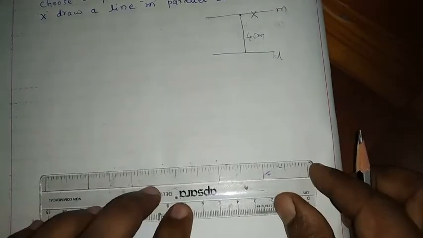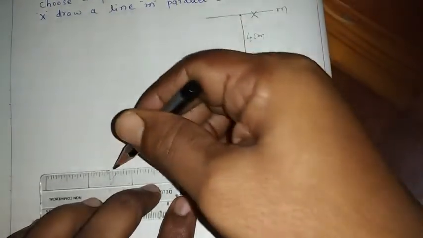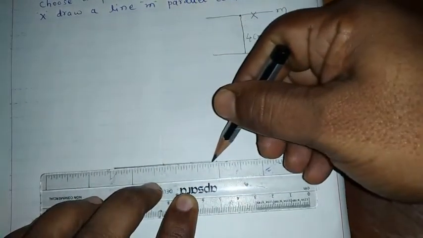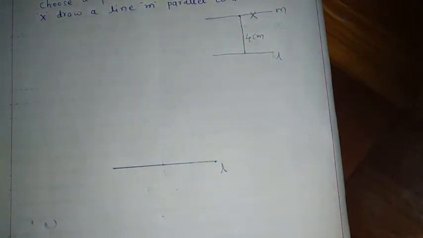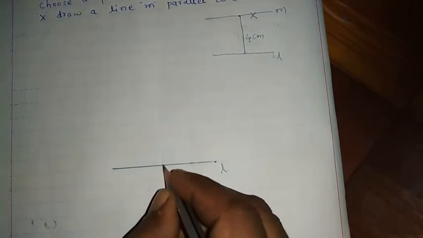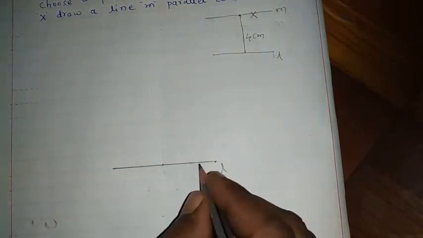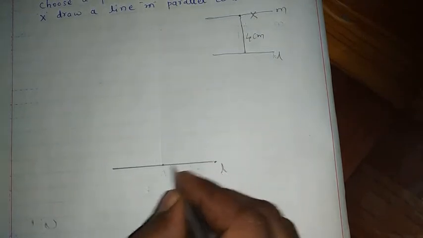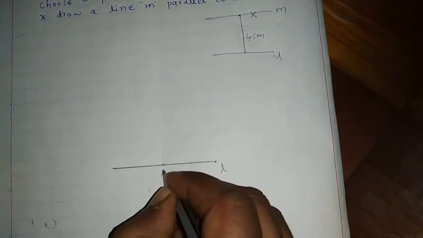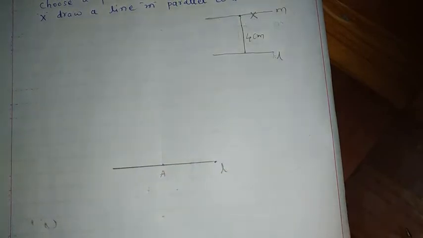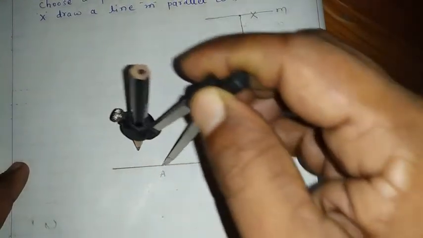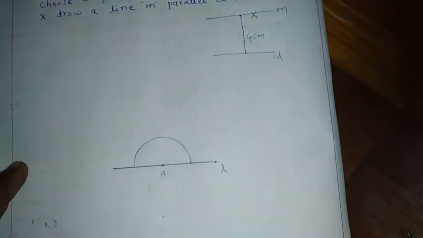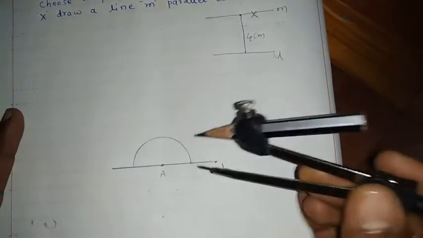First you draw one line, approximately, and name this line as L. After that, mark a point on this line, you may take it at any place on this line. Name this point as A. Now you take a compass, take a required radius, and draw one semicircle like this. Understood, students? And don't change the measurements.